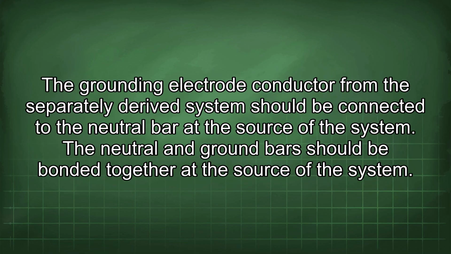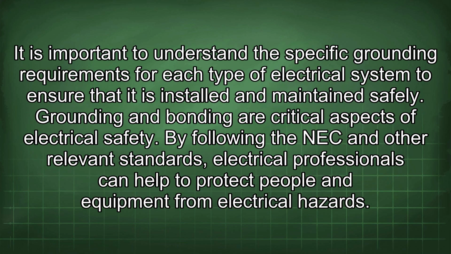The grounding electrode conductor from the separately derived system should be connected to the neutral bar at the source of the system. The neutral and ground bars should be bonded together at the source of the system. It is important to understand the specific grounding requirements for each type of electrical system to ensure that it is installed and maintained safely. Grounding and bonding are critical aspects of electrical safety.